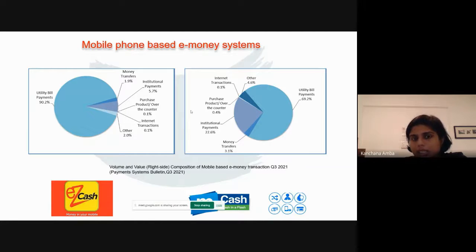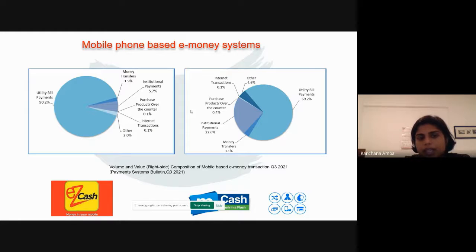But now we can see that the usage has changed quite a lot. The composition has changed quite a lot for mobile money-based, mobile phone-based e-money systems, right? About 90% is used for paying utility bills, because both the providers have this function in the mobile wallet itself. They have the function to pay utility bills. So because of that, most of it is used for utility bill payment.